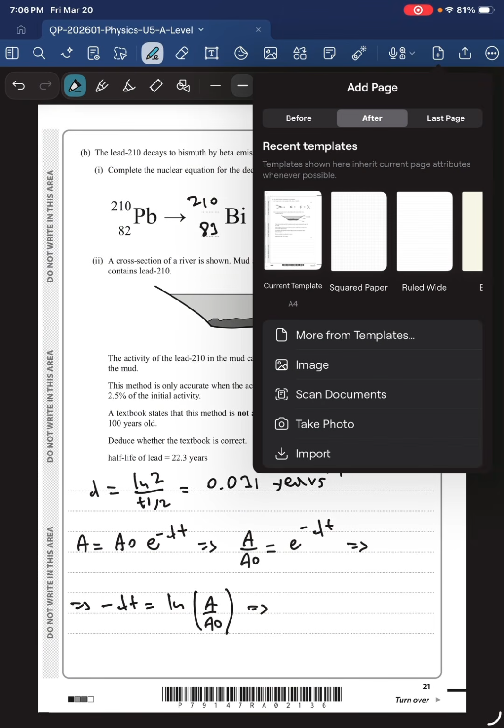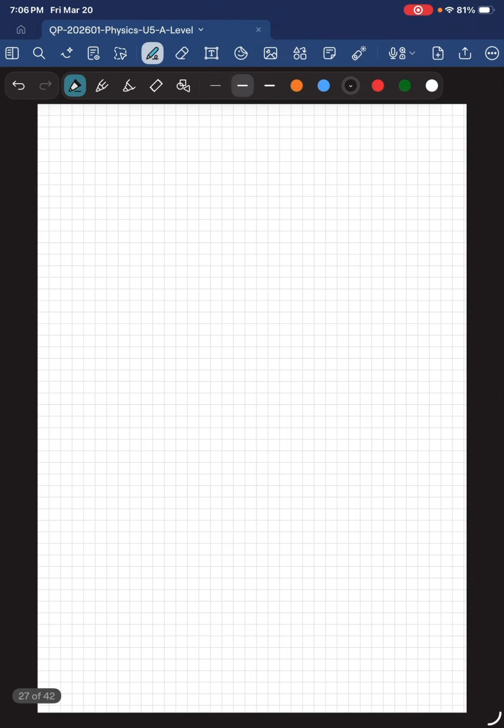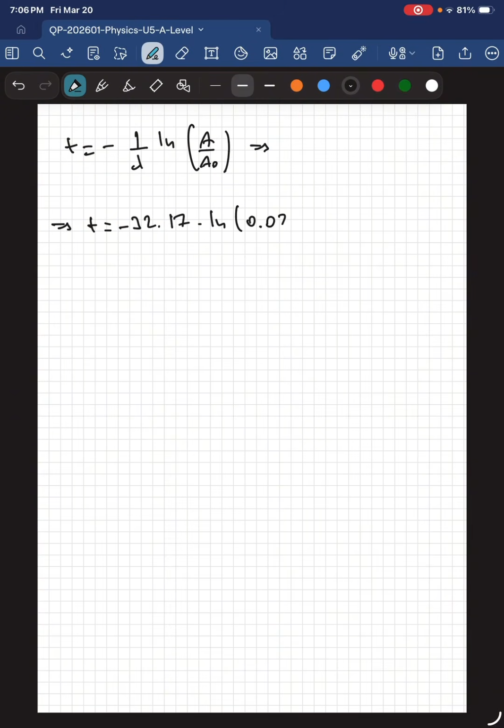So let me use a clean page. So t is -1 over lambda times ln of A over A naught. So this is minus 32.17 times ln of 0.025, and this over here is 2.5%. So this means 2.5% of the initial activity left, and it will take 118.67 years to have 2.5% left.